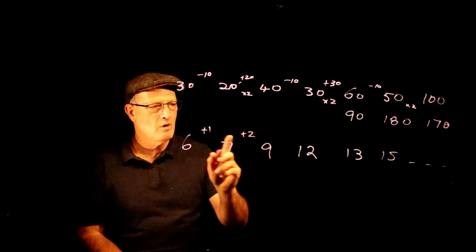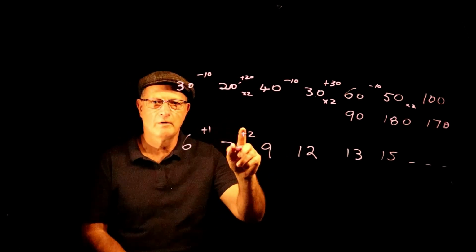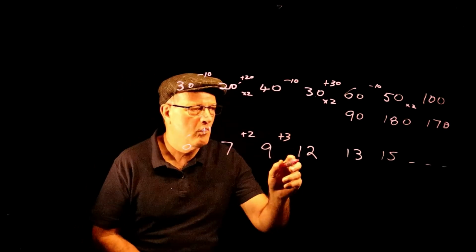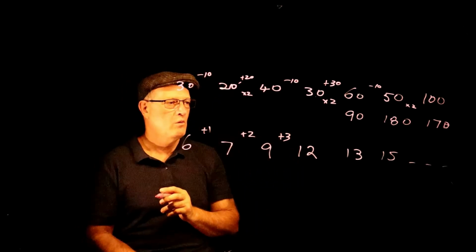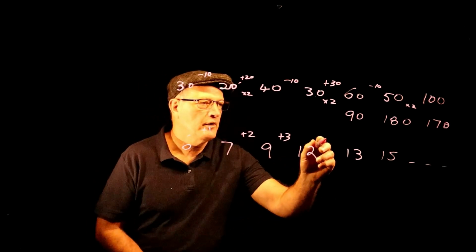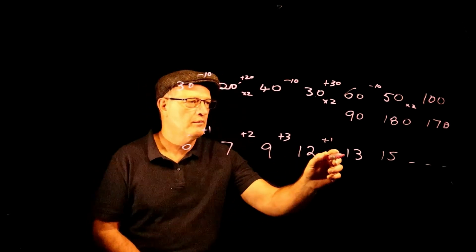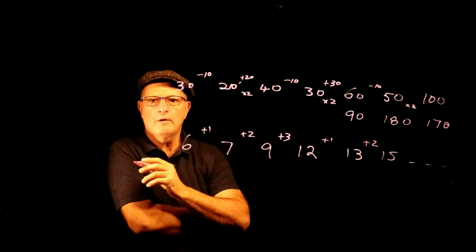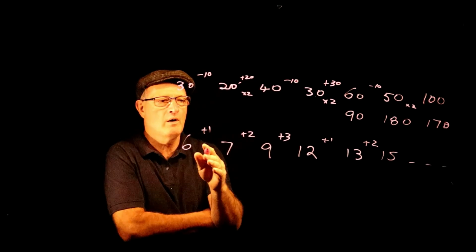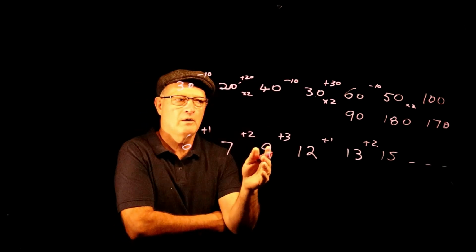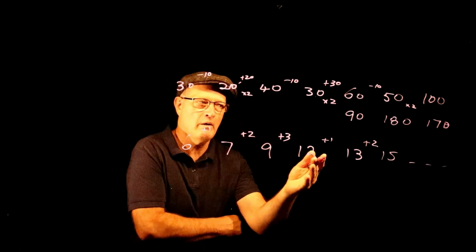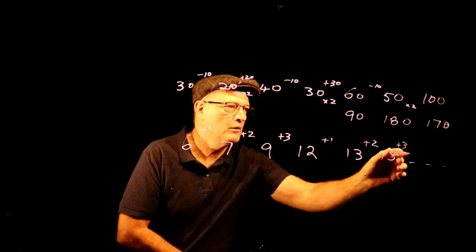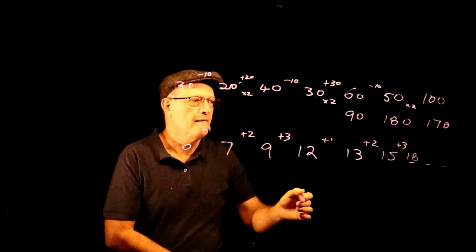We go from 9 to 12, 10, 11, 12. We've added 3. I'll bet the next one's added 4. No. Next one's added 1. The next one's added 2. So when we sit back and have a look at that one, we seem to be adding 1, adding 2, adding 3, and then we go back to adding 1, adding 2. I reckon the next one would be adding 3, which would make 18 in there.